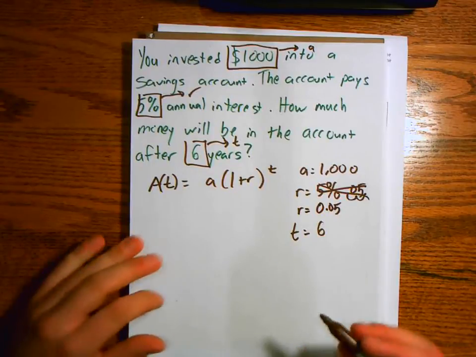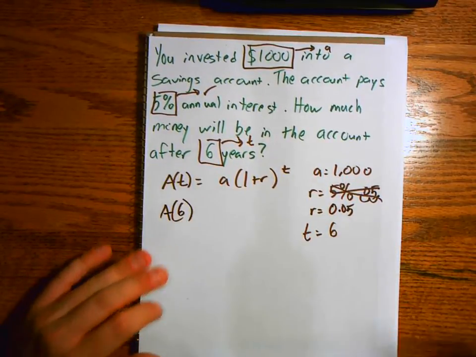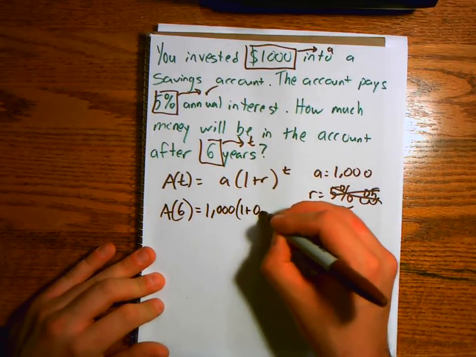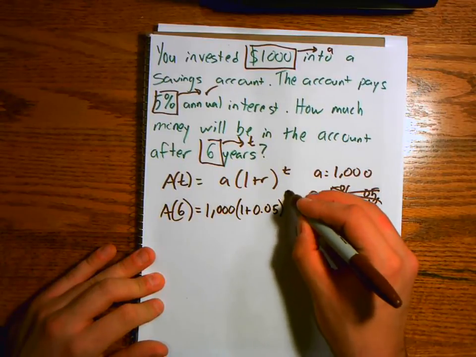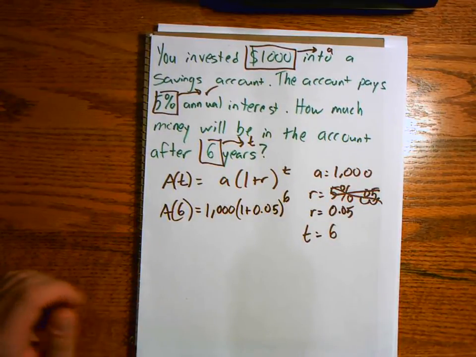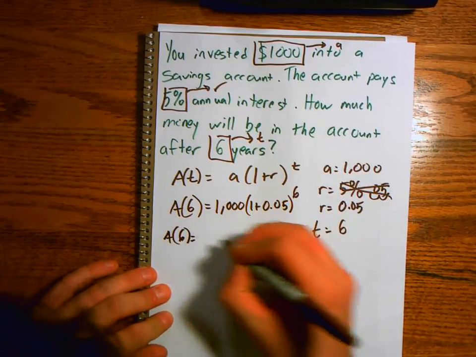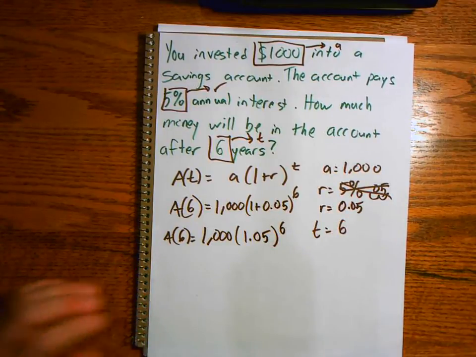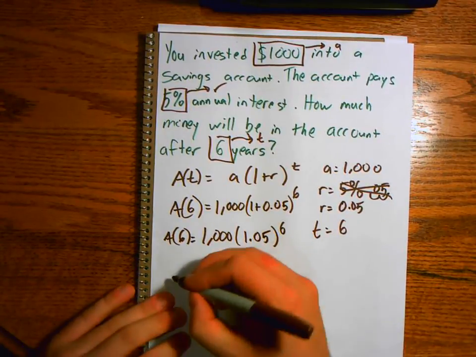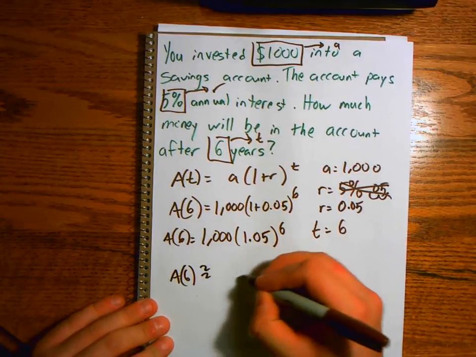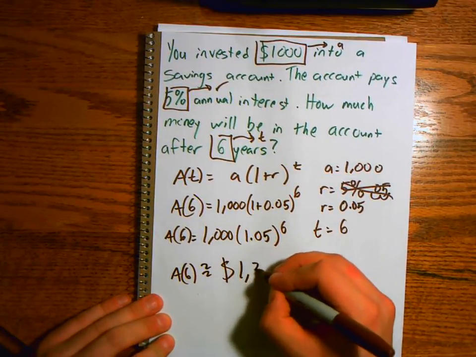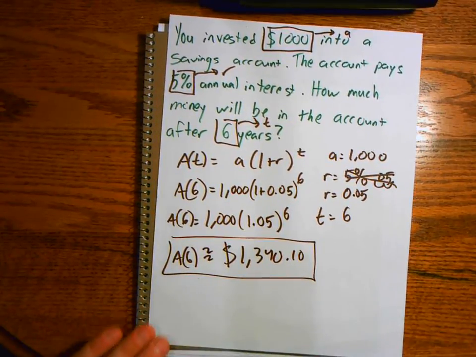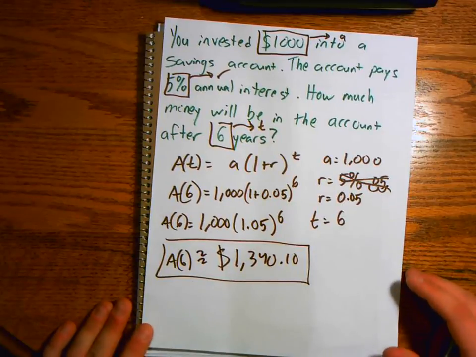So plugging in all the numbers that we have: 6 for t, 1,000 for a, and 0.05 for r. 1 plus 0.05 is, of course, 1.05. And if you plug all this into the calculator, you will get a number that is approximately $1,340.10. I am rounding to the nearest hundredth, since that is all money is, to the second decimal place.